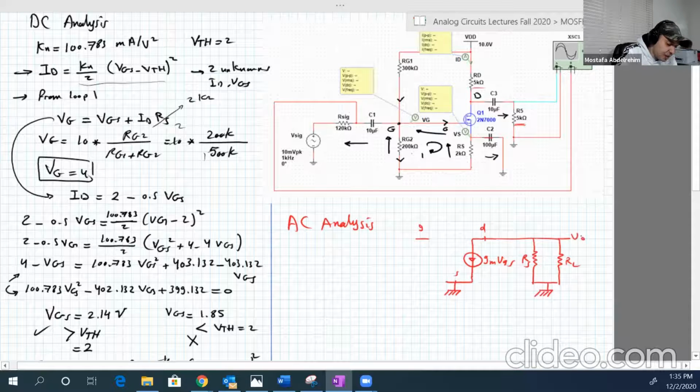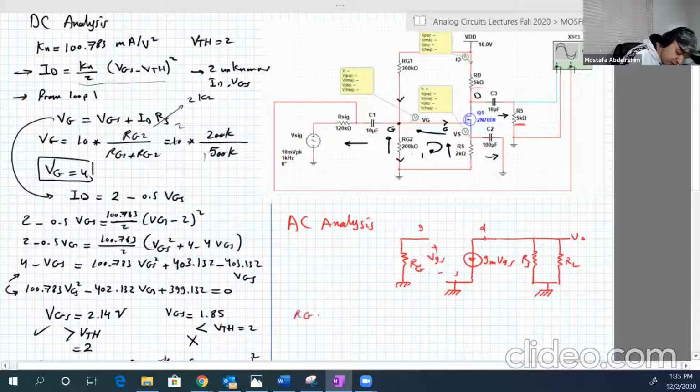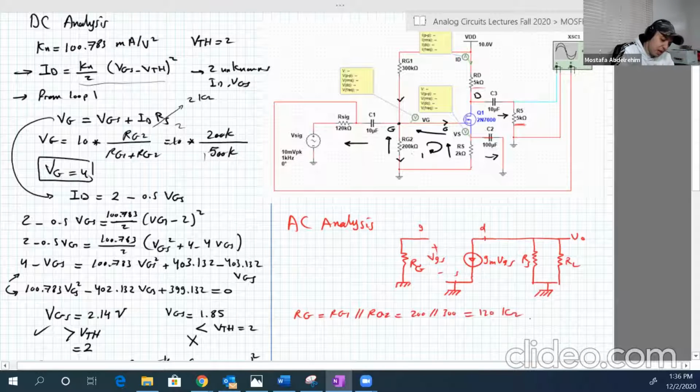And the gate is connected to ground through RG1 and RG2. Let's name them RG. And here is VGS, by the way, on the open circuit. Here is RG. And before we forget, RG is RG1 parallel RG2, and 200 parallel 300 kilo is 120 kilo ohms. Also, we have our signal source. And here is the input.